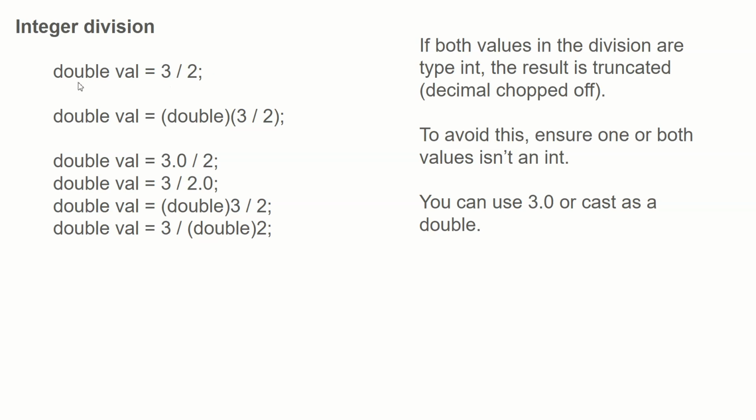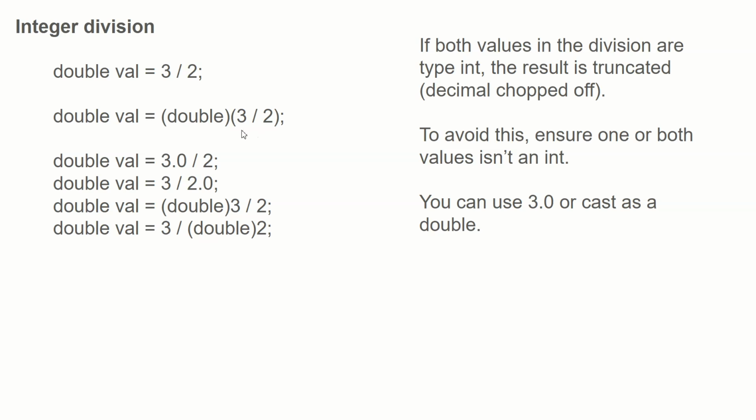That's true even if the data type you're saving into is a double, because the integer division happens right in the moment of the dividing. So this will integer divide, the value will be 1, and we'll save 1 into the value double. The exact same thing happens here.